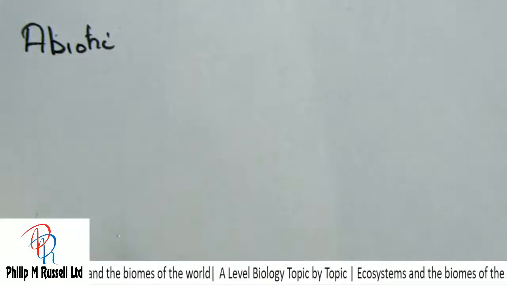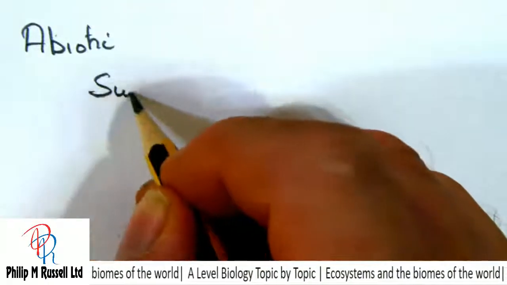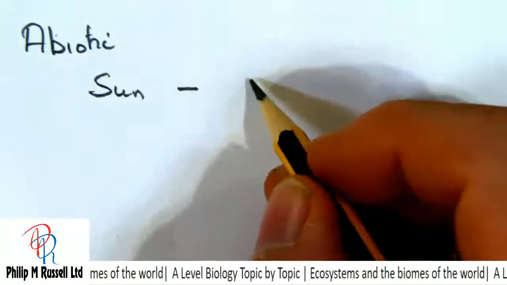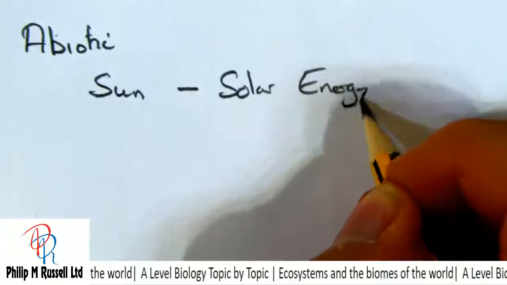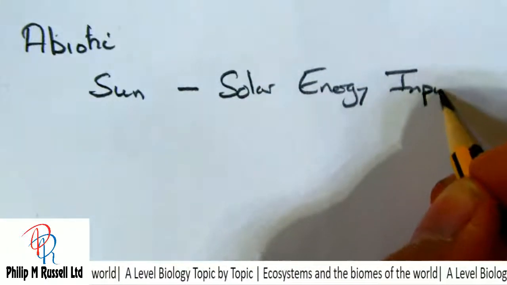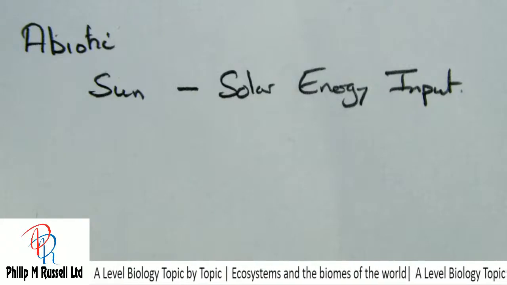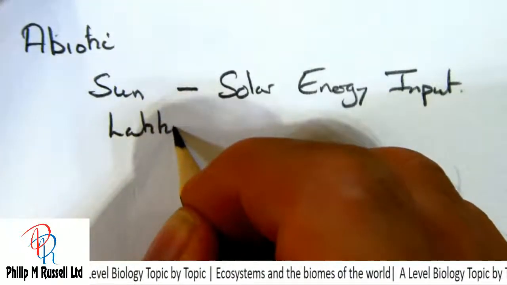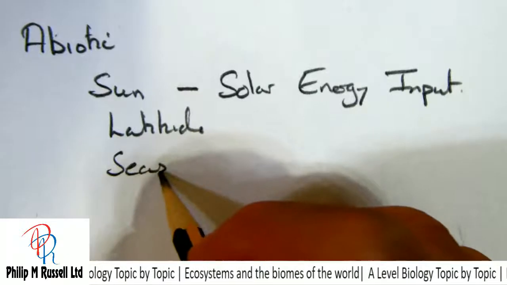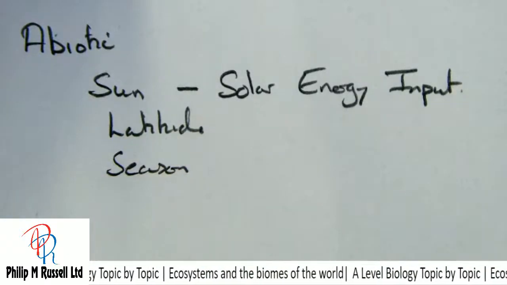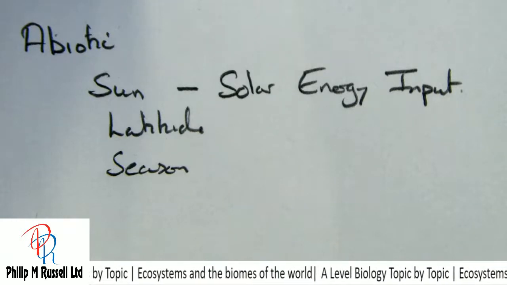So let's have some abiotic factors, and the first of these is probably the sun, and basically, as far as I'm concerned with the sun, this is the solar energy input, and this is basically affected by things like the latitude. I suppose it's also affected by the season, and something that I've been noticing very much over the last couple of months, the cloud cover.